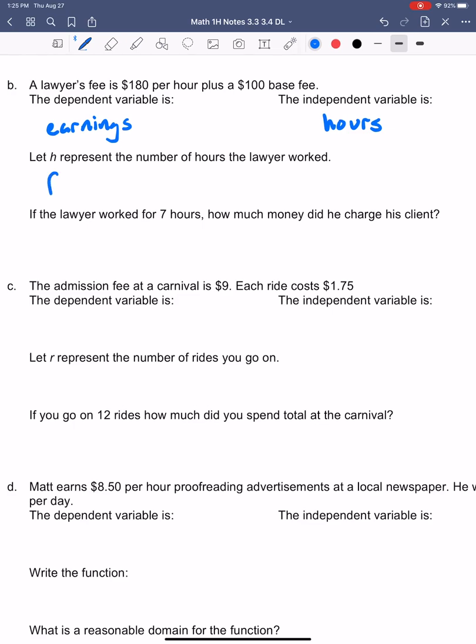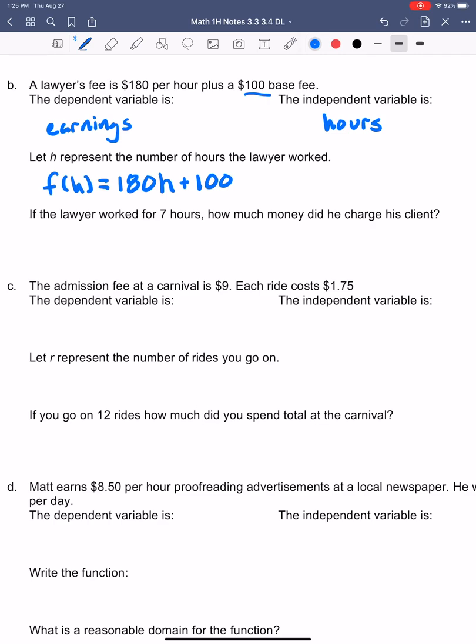So we have F of H equals, in this case, it's $180 per hour. So 180 H, a little bit more expensive than the babysitter. And then it says plus there's a $100 base fee, right? So I need to do plus $100. And that's not per hour, that's just a one-time charge. So we just add $100 to the earnings there.